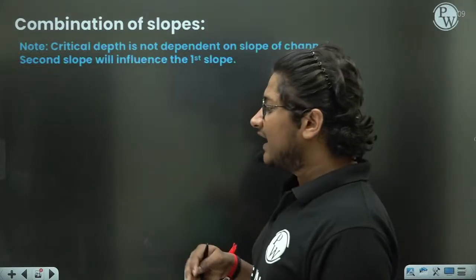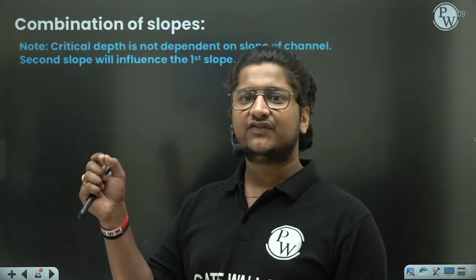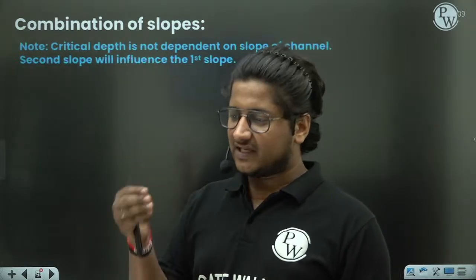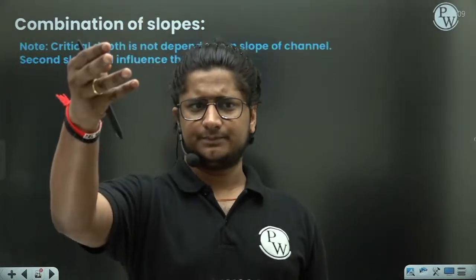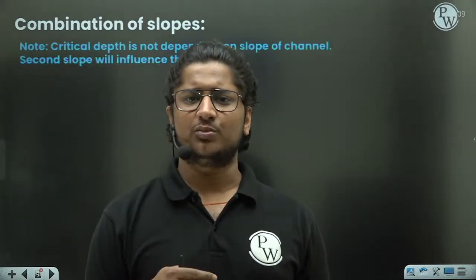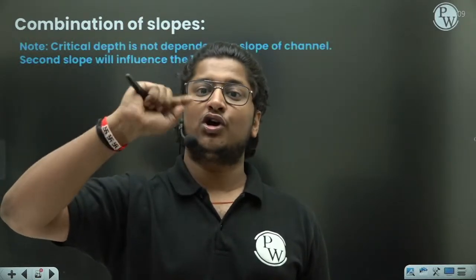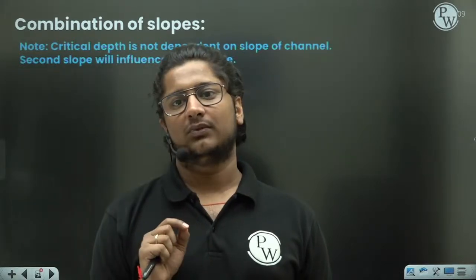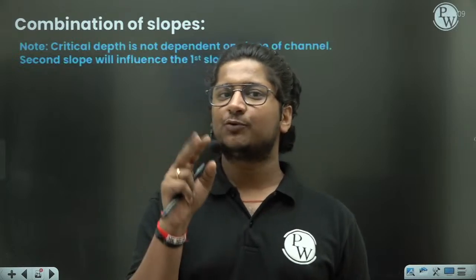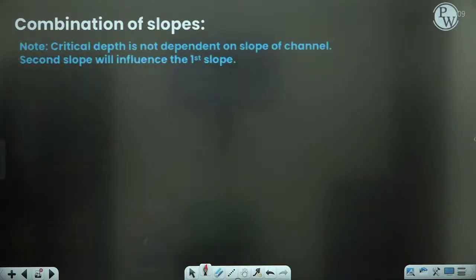That means whatever the next slope will be, that will influence the water surface profile in this slope. Right now, if I'm in a mild slope, and after the mild slope you have a steep slope, so after the mild slope, is it a steep slope or a horizontal slope, that affects our water surface profile in the mild slope. Are you getting my point? If you understand this point, then any combination of slope will be easy for you.